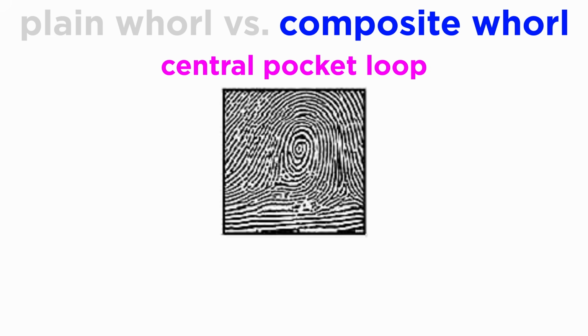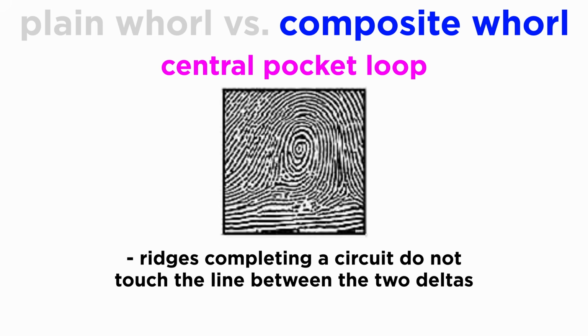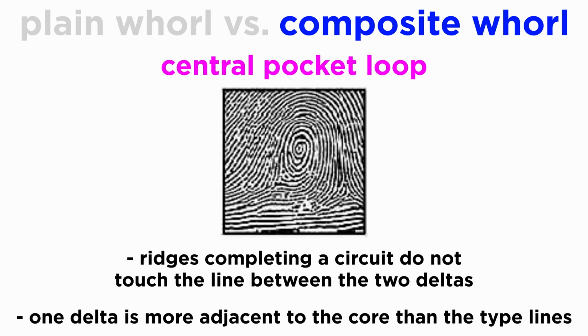The first composite whorl pattern is the central pocket loop. If we look at this impression, it has two deltas and at least a single ridge that curves into a circular form, which are the two fundamental features for classifying a pattern as a whorl, but it can be distinguished from a plain whorl based on two major differences. First, the ridge or ridges completing a circuit do not touch an imaginary line drawn between the two deltas. And second, one of the deltas is more adjacent to the core than to the type lines.